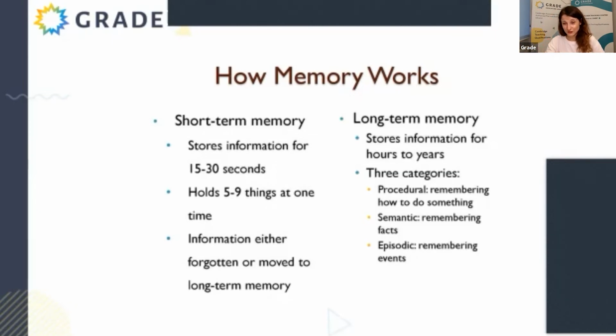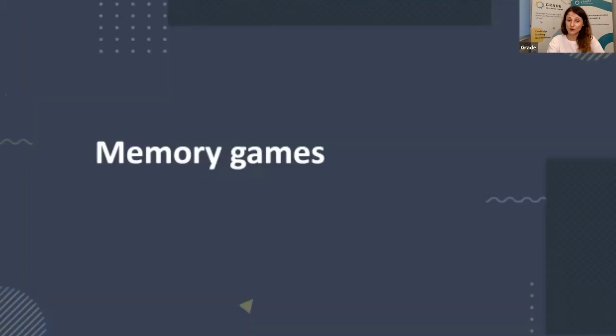There are 3 categories of long-term memory. Procedural, this is when you remember how to do something, how to make a soup, how to start a car. That's a process. Semantic, you remember facts, and episodic, you remember events. Language can fall into every category there, and the language helps form new connections within the brain, the new neural connections.